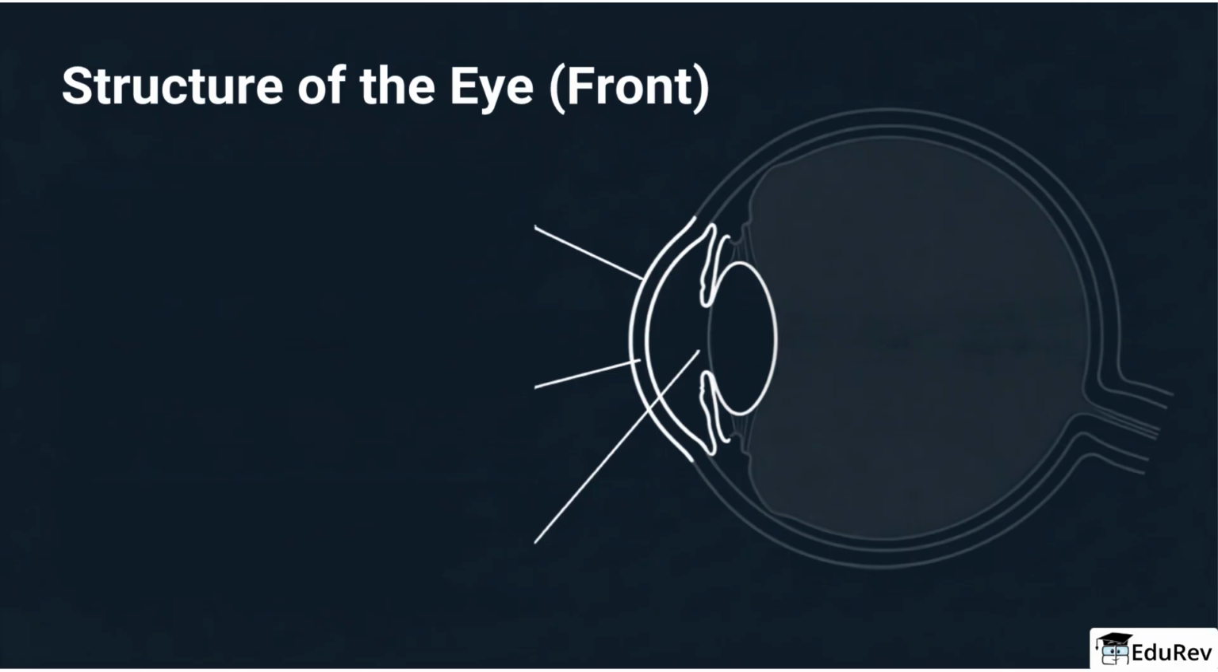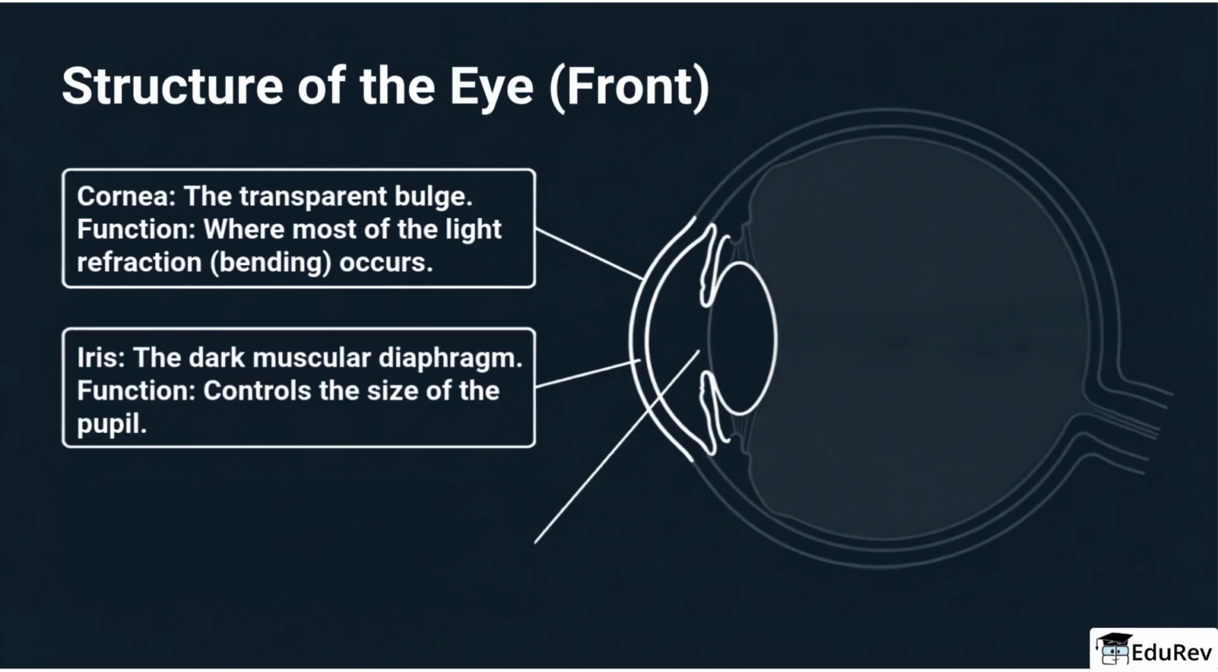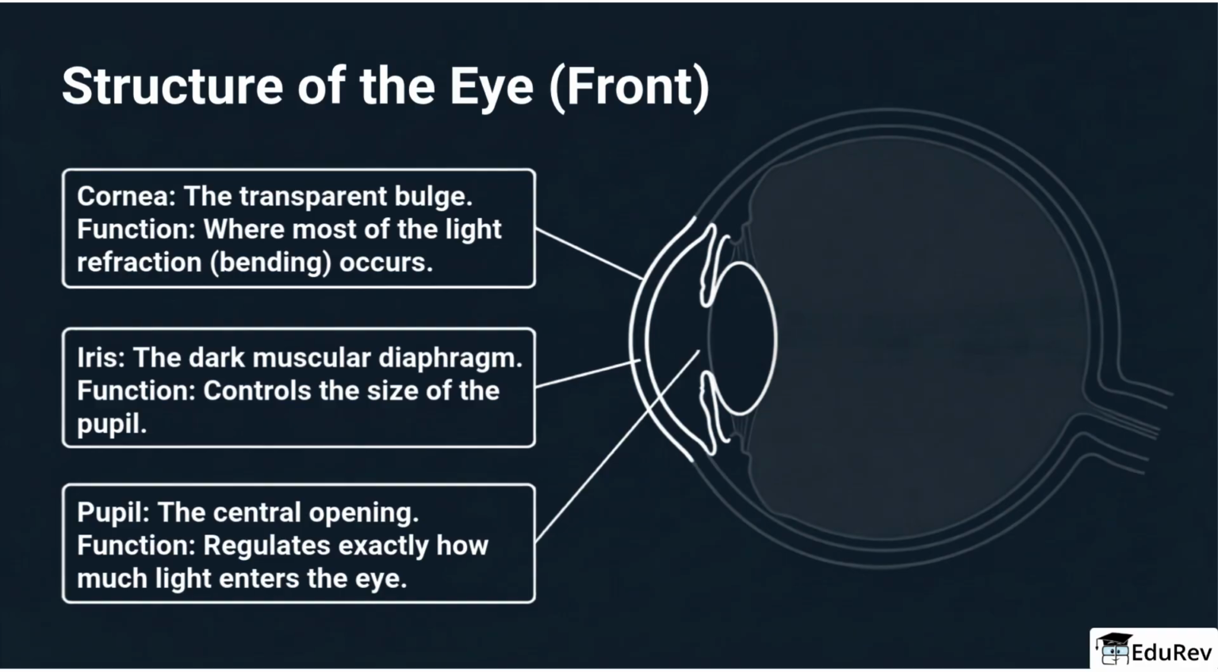Looking at the front structure of the eye, we have three main parts. First is the cornea, which is the transparent bulge on the front of the eye. Its primary function is to provide the area where most of the light refraction or bending occurs. Next, we have the iris, which is the dark muscular diaphragm. The function of the iris is to control the size of the pupil. The pupil itself is the central opening of the eye, and its function is to regulate exactly how much light enters. Now that we know how light gets in, let's look at what happens inside the eyeball.